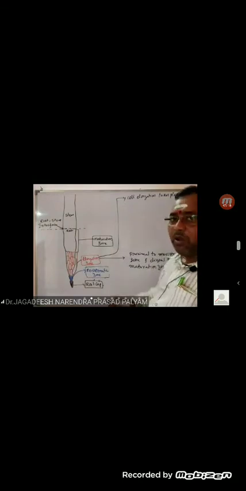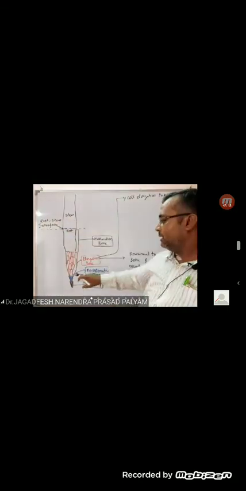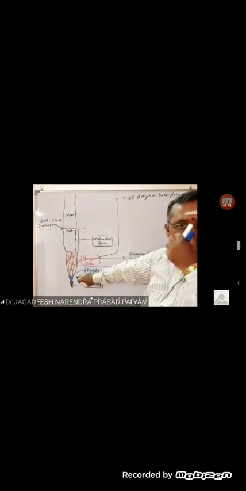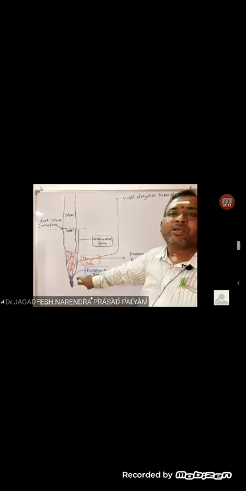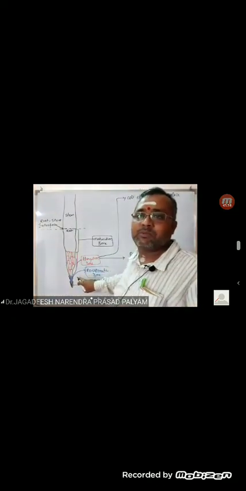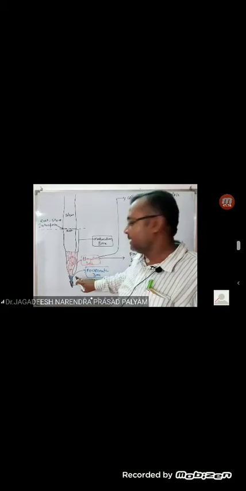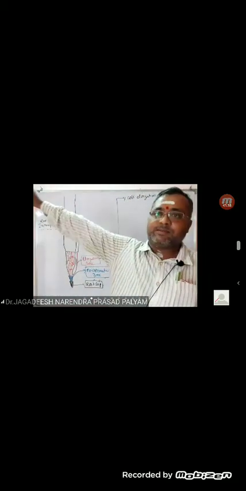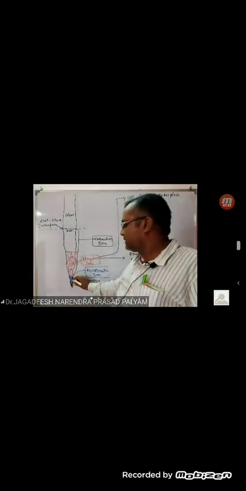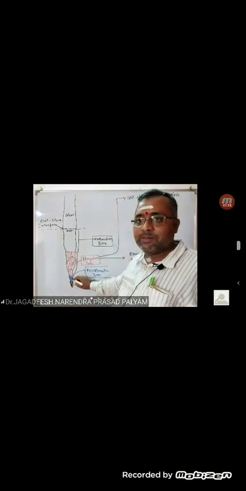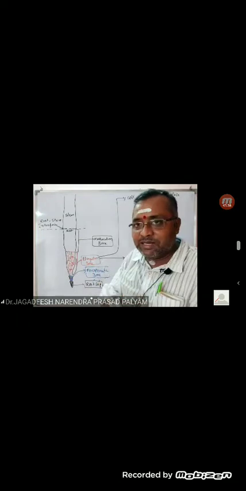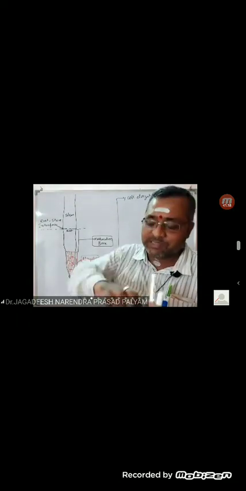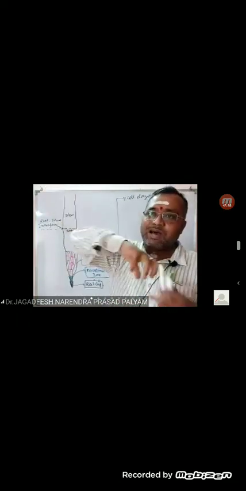Cell elongation. Cells formed in the meristematic zone. Please listen to me here. You can write it down later. I'll give you the time. Listen to me carefully first. Cells formed in the meristematic zone elongate. Now these cells are actually divided in the meristematic zone. Some of such divided daughter cells elongate or expand.